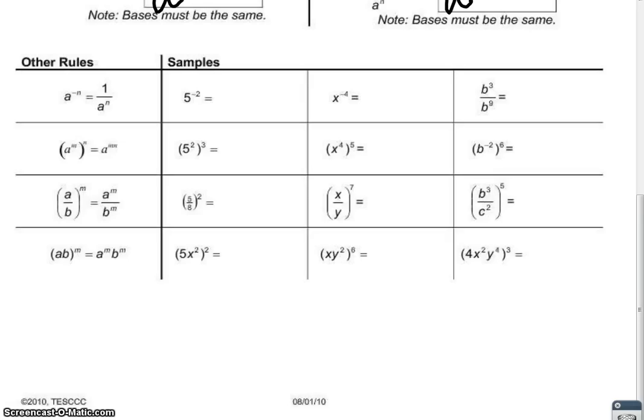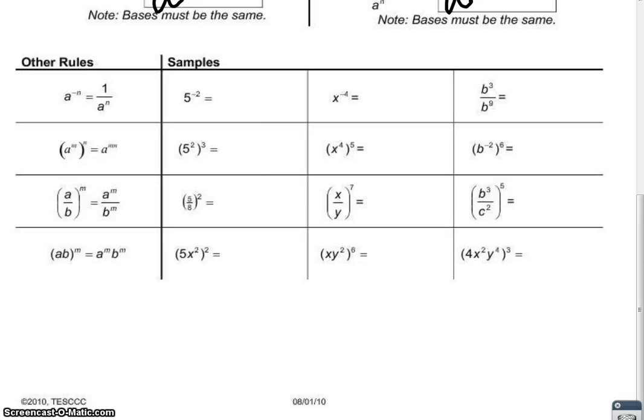All right, this last thing I want to talk about are going to be a few other rules that you will use in order to answer the sample questions and the practice questions tomorrow in class. So my first rule says I've got a to the negative n is equal to 1 divided by a to the n. So if you notice, if I end up with a negative exponent, I can never have answers with negative exponents. So what I have to do is make them into a fraction.